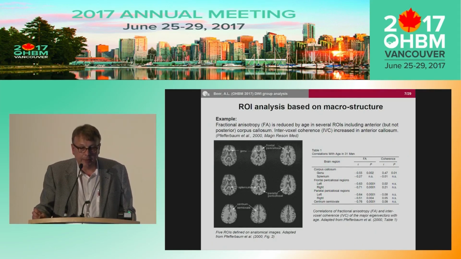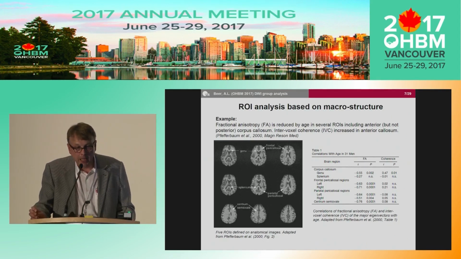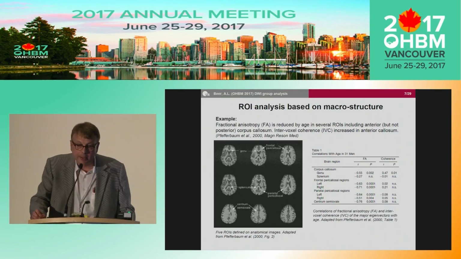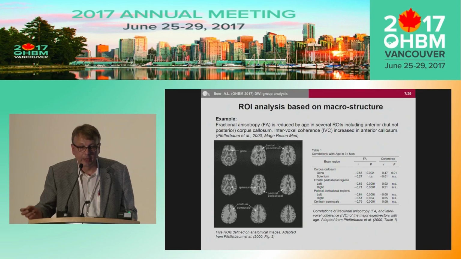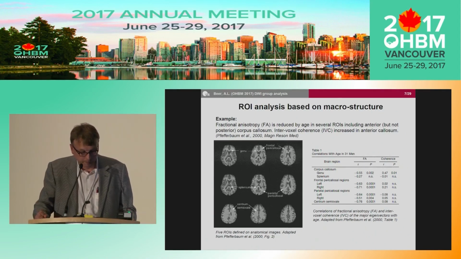Here is an example of how it has been applied in the past by Pfefferbaum. They looked at fractional anisotropy and intervoxel coherence and how these change due to aging, and they identified certain regions of interest, several subdivisions of the corpus callosum, and they found that fractional anisotropy is decreasing in the anterior portion of the corpus callosum, but also intervoxel coherence is increasing in that part of the corpus callosum.